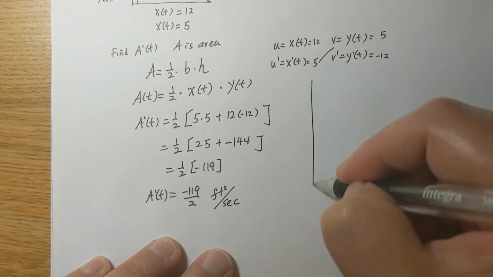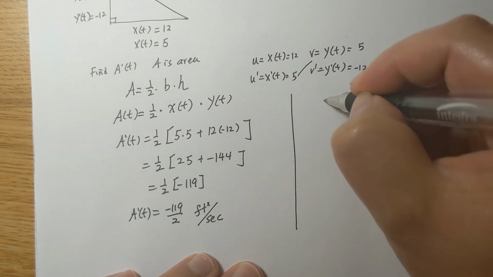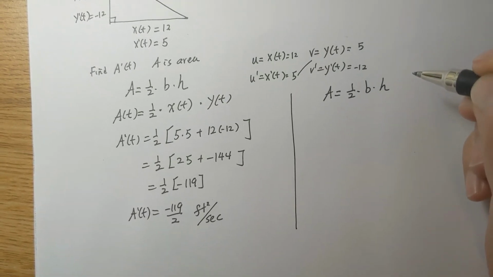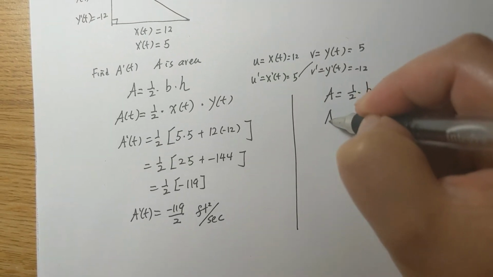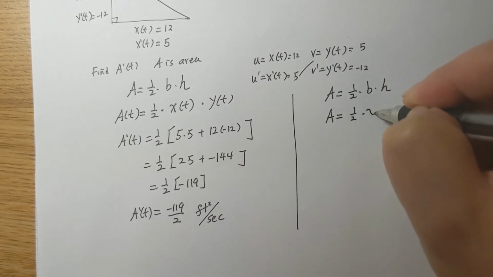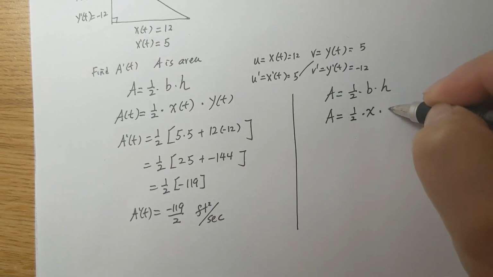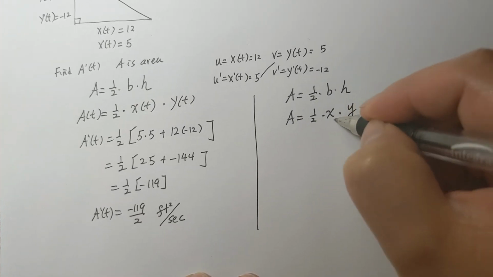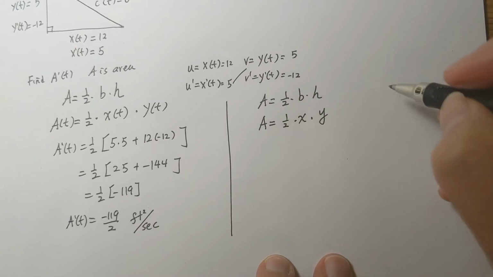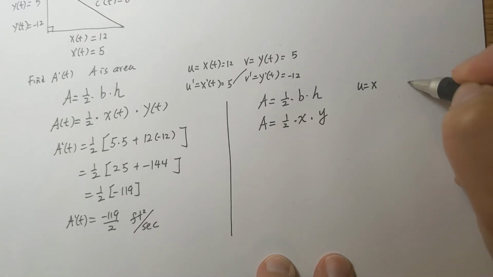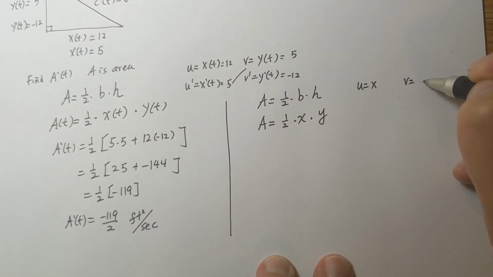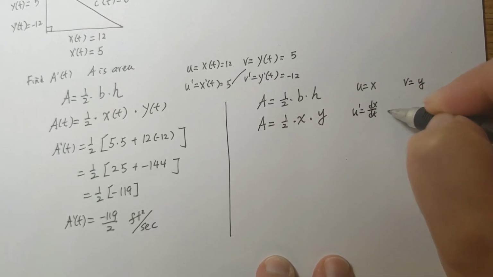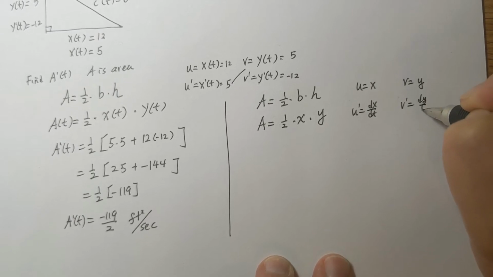So now we're going to use another notation. We get A equals 1/2 times base times height. A, and the base is the x, and the height is the y. Each is a function of time. So we have to use the product rule. So u equals x, v equals y. Okay, so we get u prime equals dx/dt and v prime equals dy/dt.